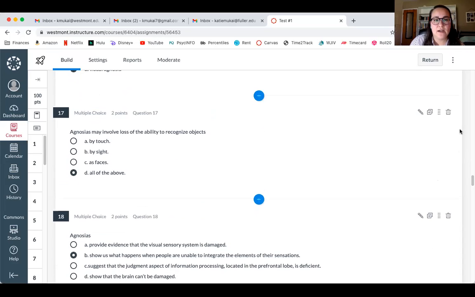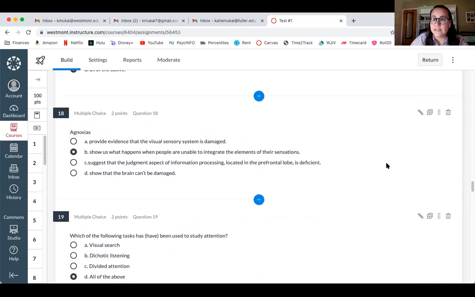Number 17, agnosias may involve the loss of ability to recognize objects through all of these modalities. Remember that agnosia is just the broad word for a loss of perceptual ability. And this can happen because of an agnosia in our tactile system, being able to touch, sight, seeing faces specifically.